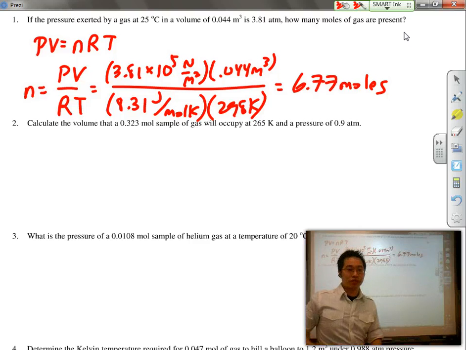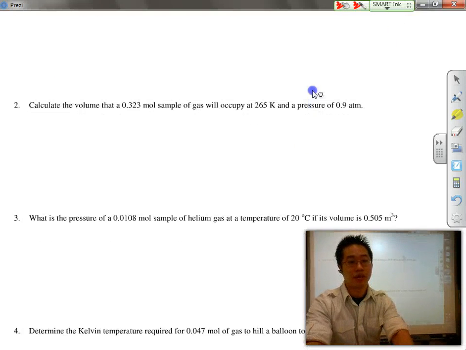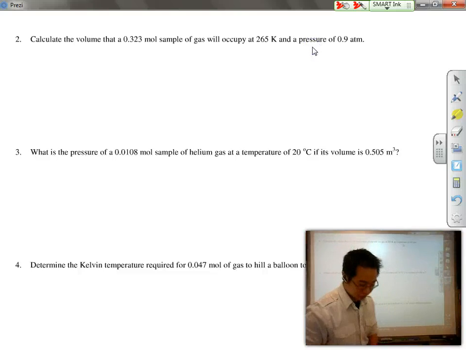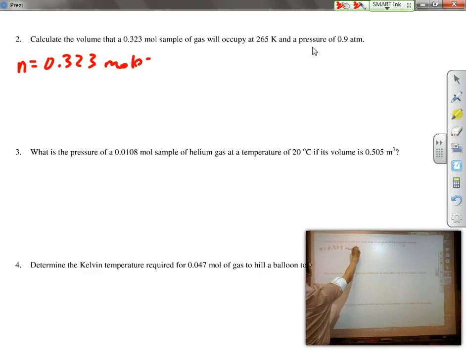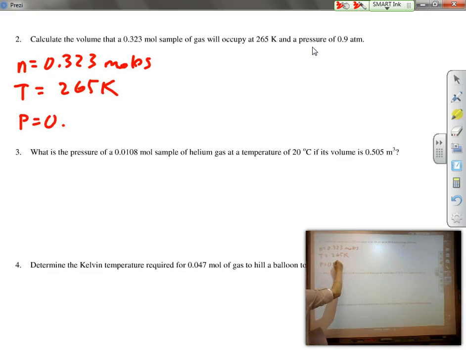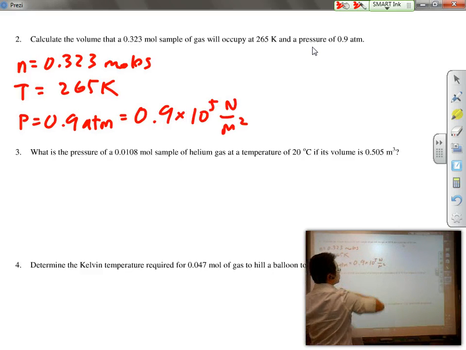We'll do one more practice question. We'll take a look at number 2. With number 2, they ask us to calculate the volume. So in this case over here, they already tell us the number of moles is 0.323 moles. They give us the temperature in its proper form, 265 Kelvin, but they say that the pressure is 0.9 atm. So make sure you convert that into 0.9 times 10 to the 5th newtons per meter squared. And now we can properly solve for the volume.